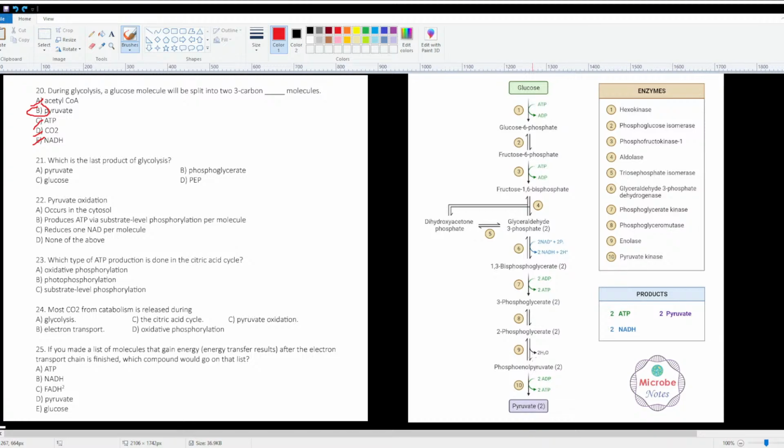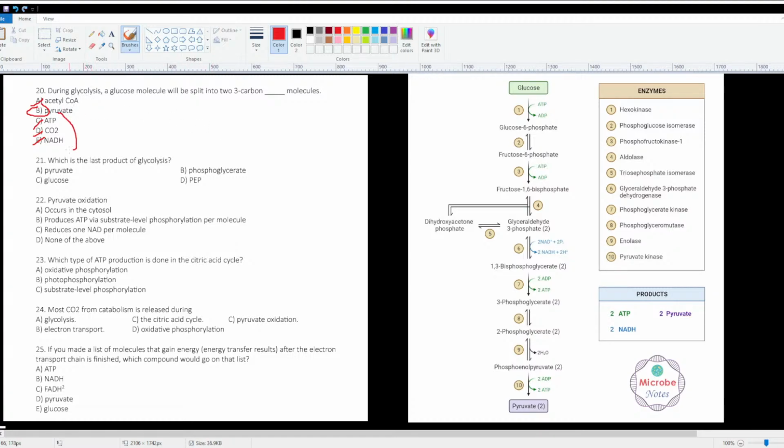So glucose has how many carbon atoms? 6. How many does pyruvate have? 3. So we're literally splitting it in half. We're not releasing any CO2 in this process. So the only logical answer would be pyruvate.